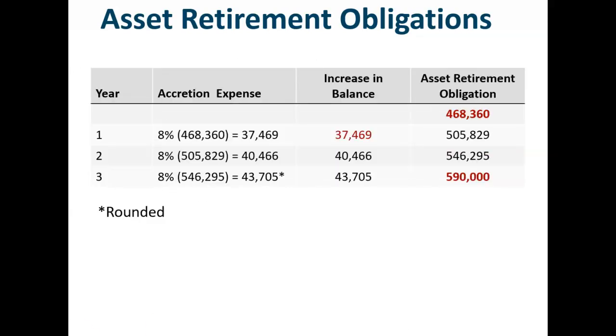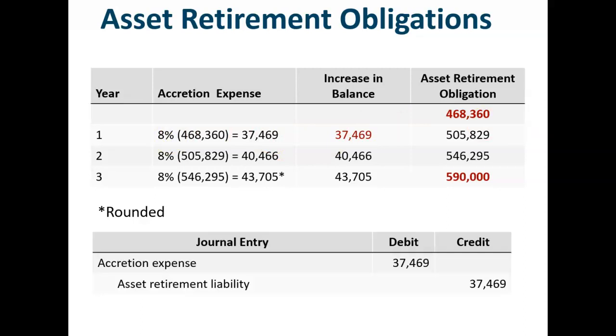The calculation of the annual accretion expense is easy. Multiply the balance in the asset retirement account by the company's credit-adjusted risk-free interest rate, 8% in this example. So for year 1, the accretion expense is $37,469, calculated by multiplying the initial balance in the account of $468,360 times 8%.